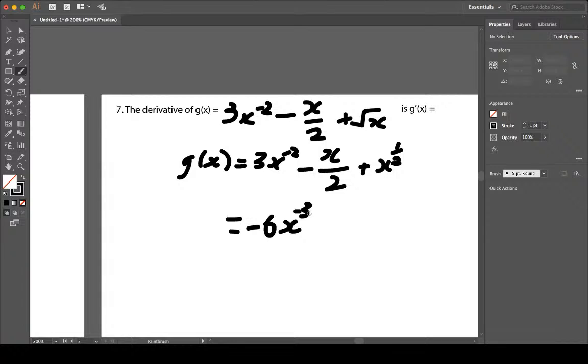And then let's subtract that by x. Let's go ahead and multiply by 1 times negative half at the bottom there. That would be negative half times x to the power of 0. And then lastly, this last guy here, that would be 1 times half, that would be half times x to the power of negative half. There we go. This is dg over dx.